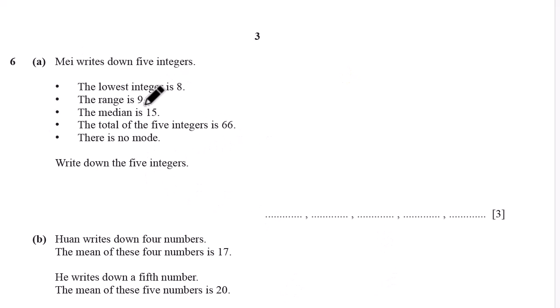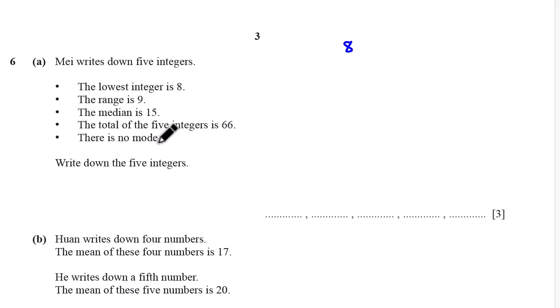Question number 6 says, May writes down 5 integers. The lowest integer is 8. So he wrote down, I don't know if May is a boy or a girl, but he wrote down 5 integers. 8 is one of them. The range is 9. The median is 15. The total of 5 integers is 66.